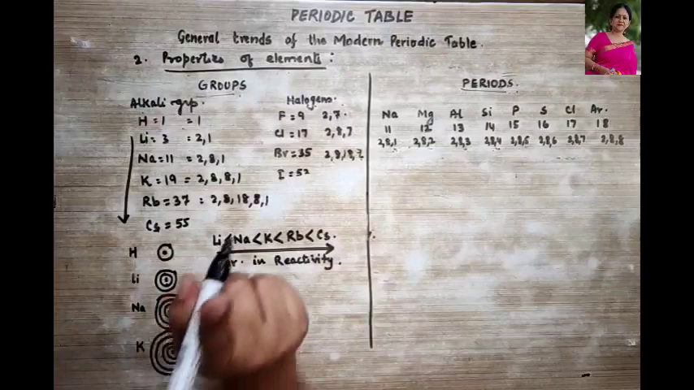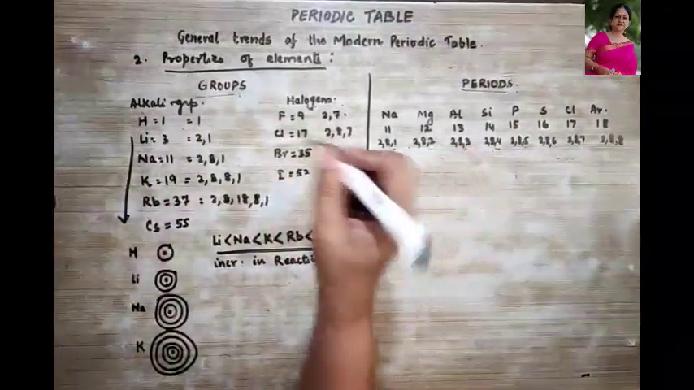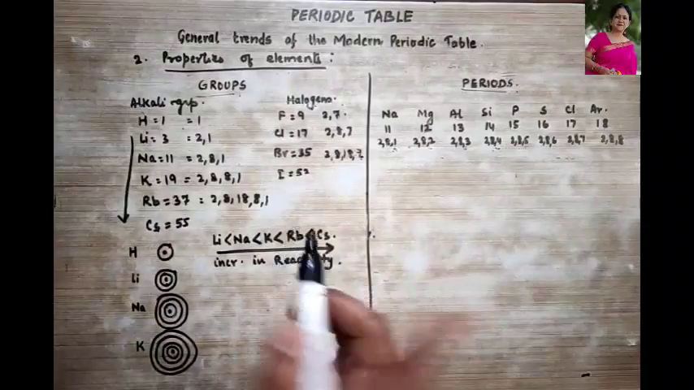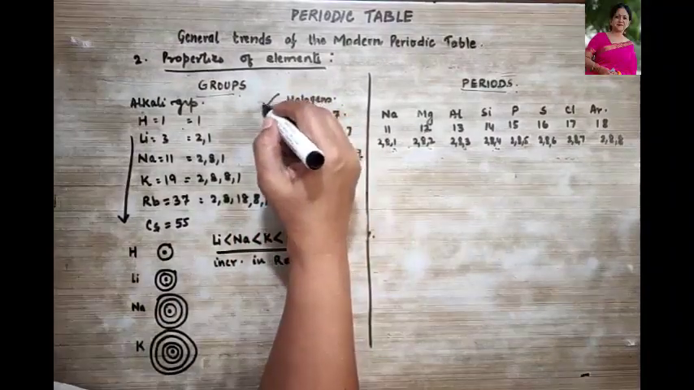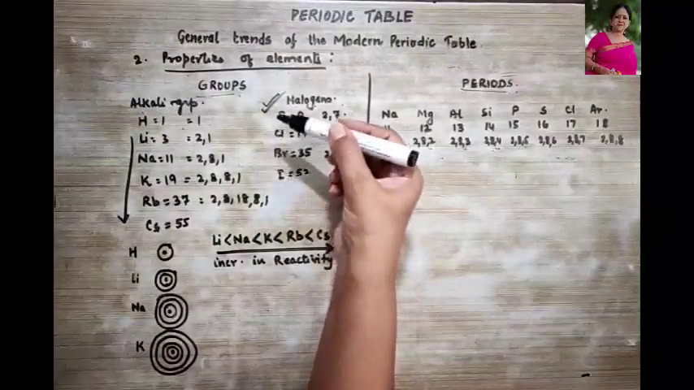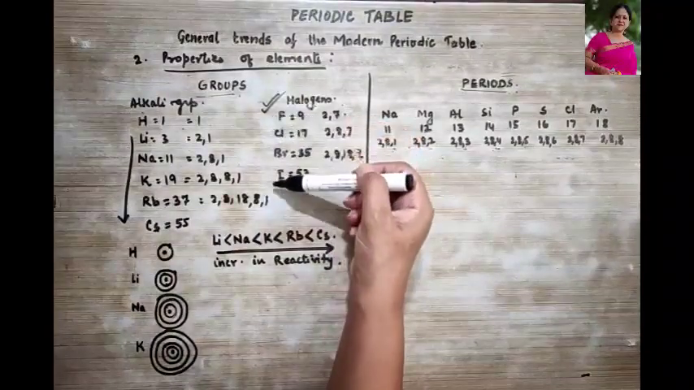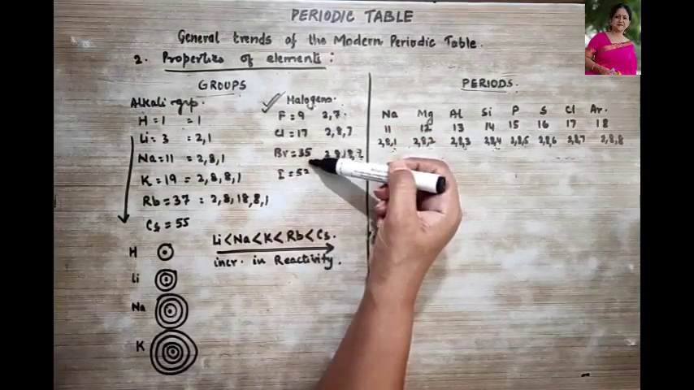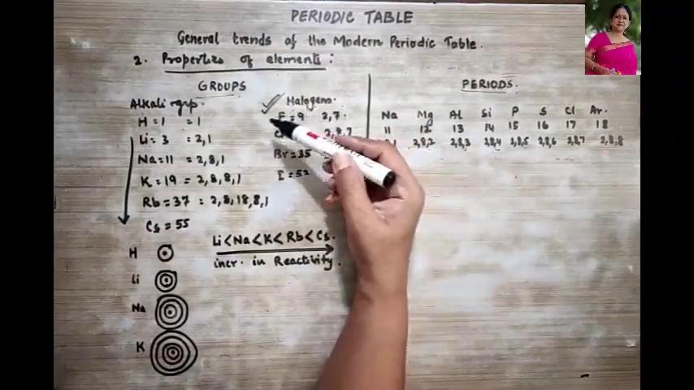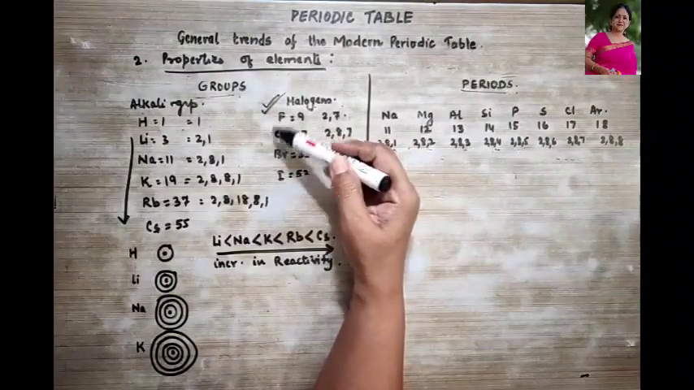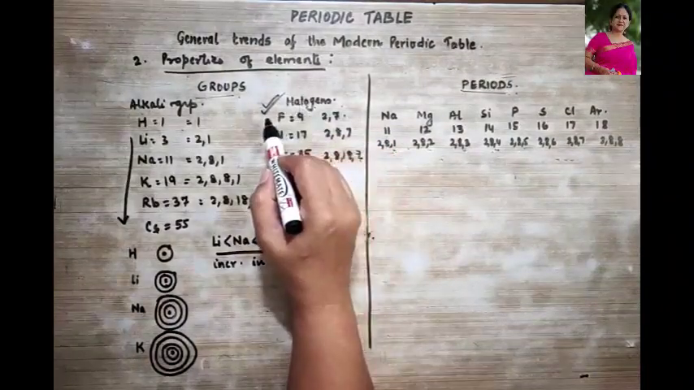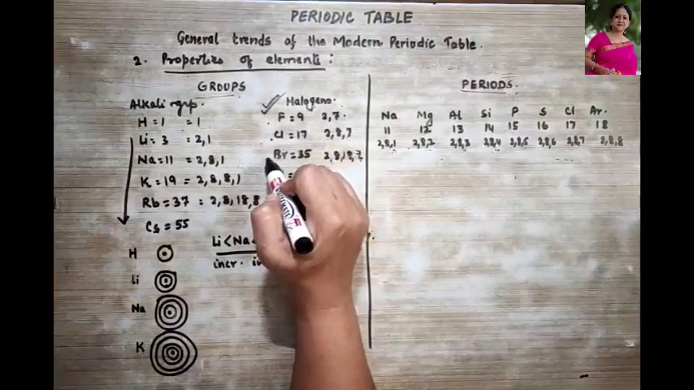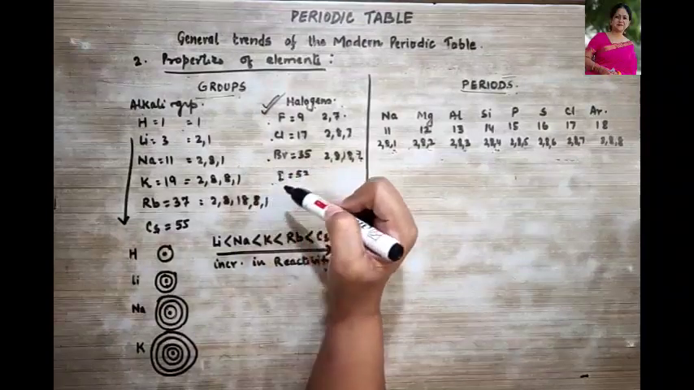Okay, but there is an exception. What did I say? I said in all the groups, as we go down, the reactivity increases, but there is an exception. What exception? In halogens. As we go down, the reactivity increases, but in the case of halogens, it is just the opposite. As we go down, the reactivity decreases. So over here, fluorine is more reactive. Chlorine is lesser than fluorine, lesser is bromine, and least is iodine.